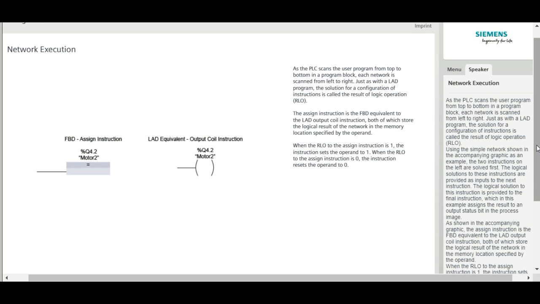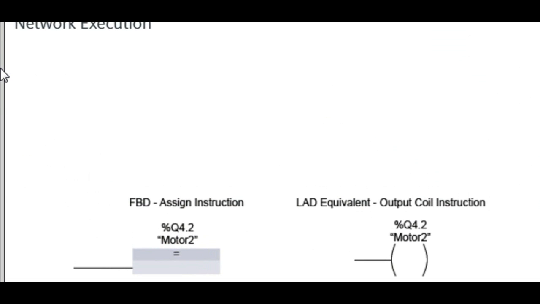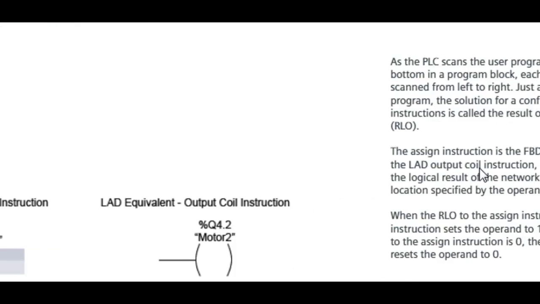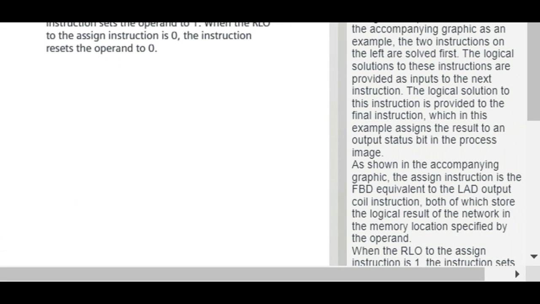As shown in the accompanying graphic, the assign instruction is the FBD equivalent to the LAD output coil instruction, both of which store the logical result of the network in the memory location specified by the operand. When the RLO to the assign instruction is 1, the instruction sets the operand to 1. When the RLO to the assign instruction is 0, the instruction resets the operand to 0.